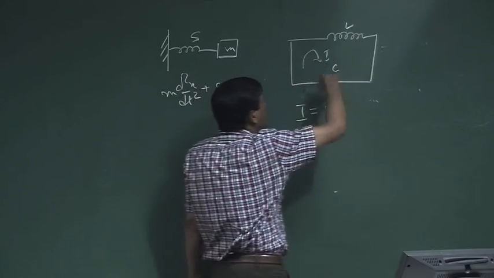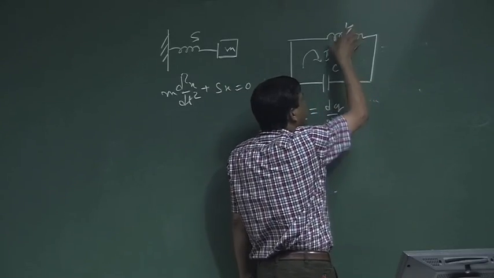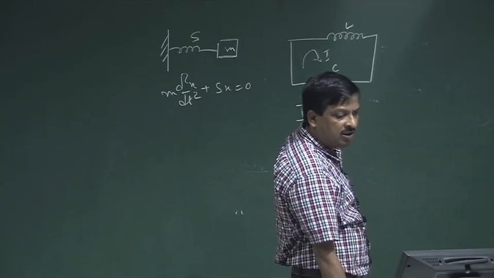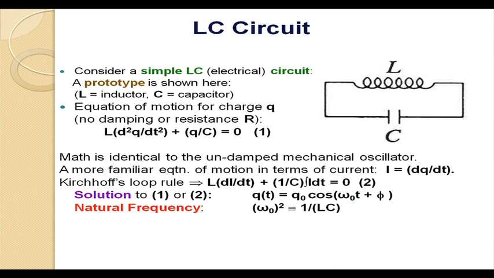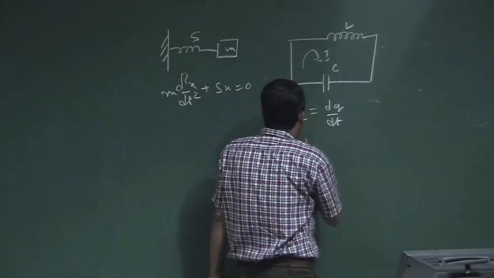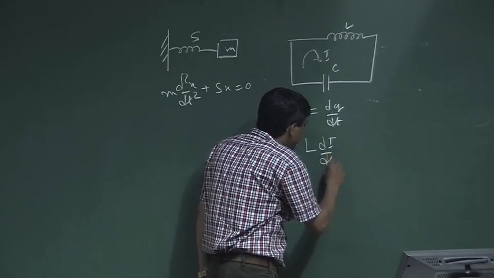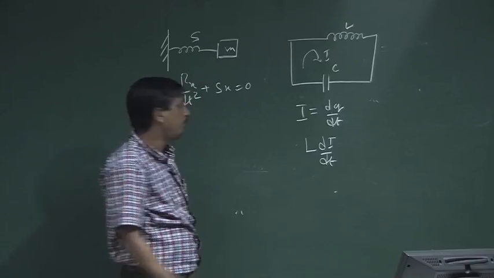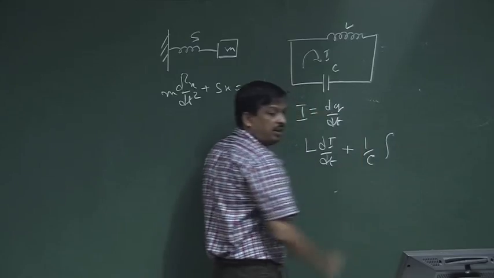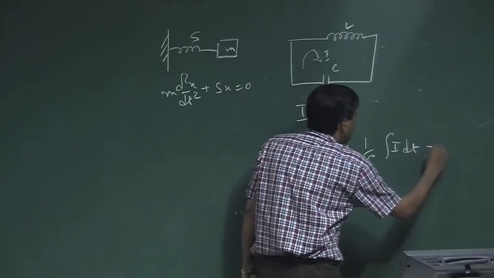Now, what is the electrical equation of these circuits? The total equation is the voltage across the L plus the voltage across the C equal to 0. The voltage across the L is L di/dt, plus the voltage across the C, which is 1/C times the integral of I dt, and that should be equal to 0.